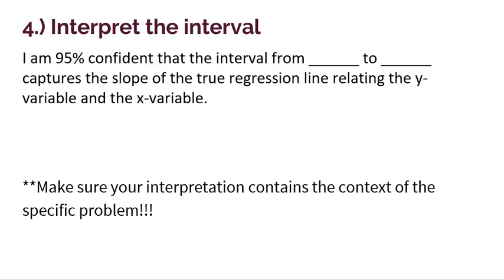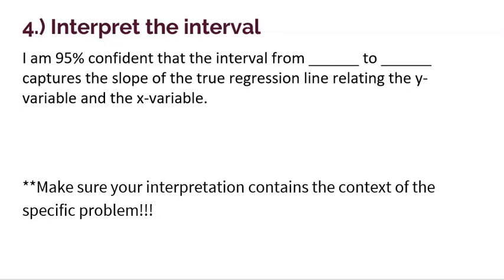Lastly, we're going to go ahead and interpret the interval. So this is where you would say, all right, I'm 95% confident that the interval from blank to blank captures the slope of the true regression line relating the y variable to the x variable. Again, make sure that you have some context here. Don't just say, I'm 95% confident that the interval from blah, blah, blah has low slope. You've got to have some context there, right?